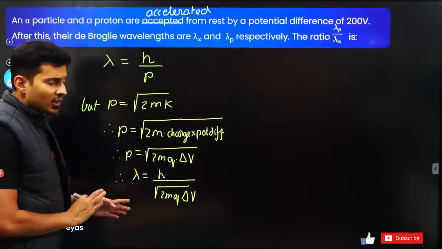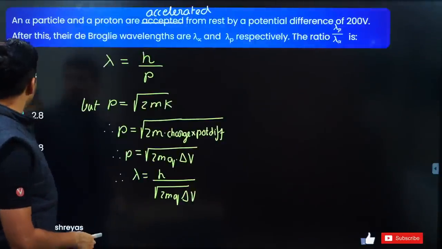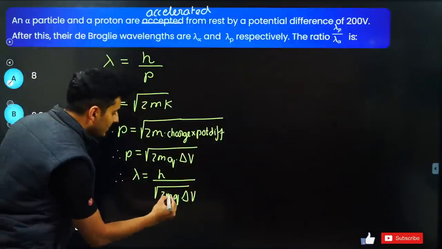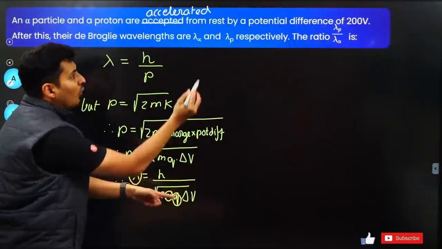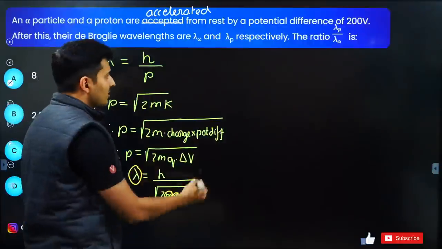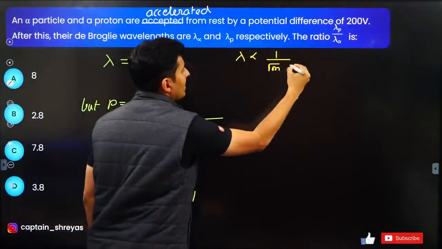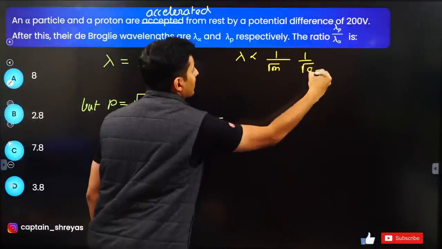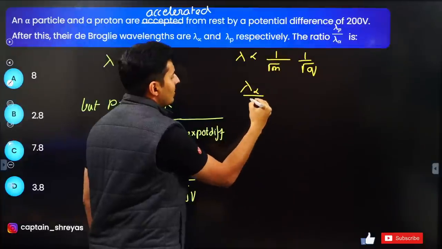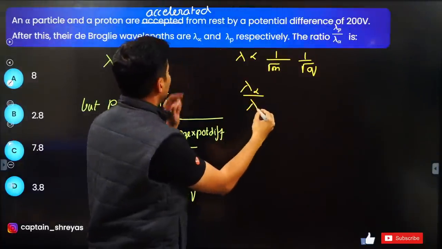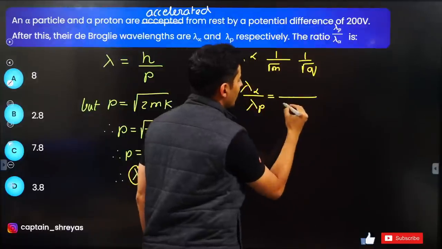h is a constant, 2 is a constant, mass is different, q is also different. These are the only two different things: mass and charge. So wavelength is also different, voltage is the same. So can I not say lambda is inversely proportional to root of mass and root of charge? So lambda of alpha by lambda of proton will be, take the inverse ratio.